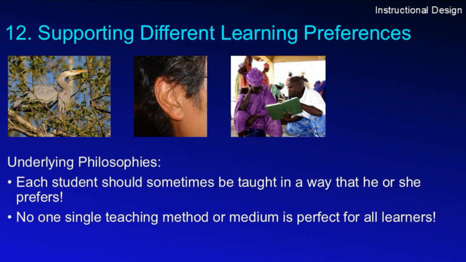Different learning preferences. There's a few ideas on that, but each of these is preferred by different people. Some like visuals. Some like to hear things, and others like to read. So most classes can probably have all 3 of those. And so a philosophy is every student should sometimes be taught in a way that he or she prefers, and no one single teaching method or medium is perfect for all learners. So we need variation.